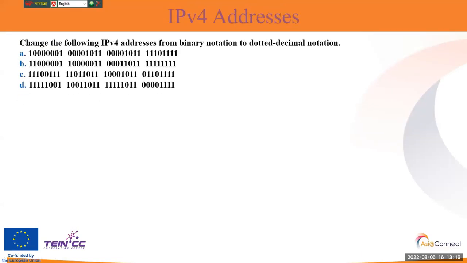So let's see a quiz on what we have learned. Can you do the conversion in your notebook, or anywhere? Then we can see the solution and check whether it is correct or not. Change the following IPv4 addresses from binary notation to dotted decimal notation. Can you change them? A, B, C, D. Just 2 minutes. So can you change it?